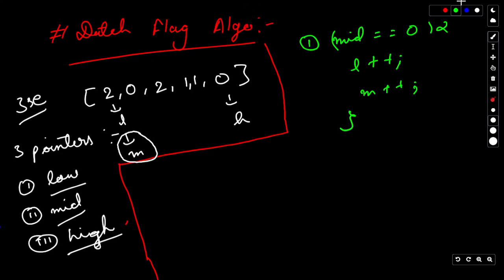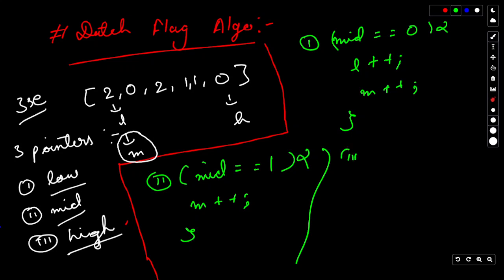Okay, that means 0 should be in the low pointer's place, so it's fine. Now the second rule of this problem, you will understand everything when I do the dry run, so for now I'll just be telling you the rules. If mid is exactly at 1, what we will do is just increment mid.